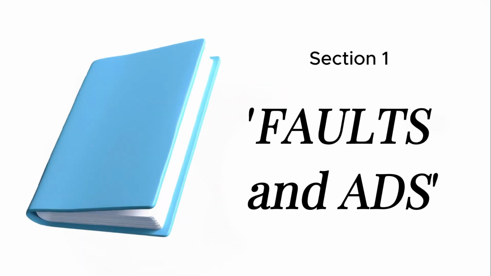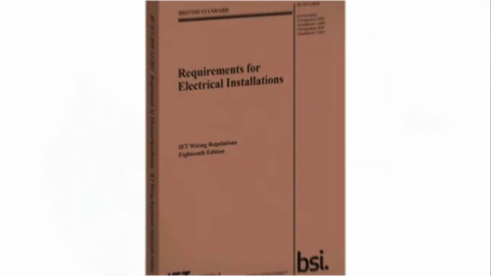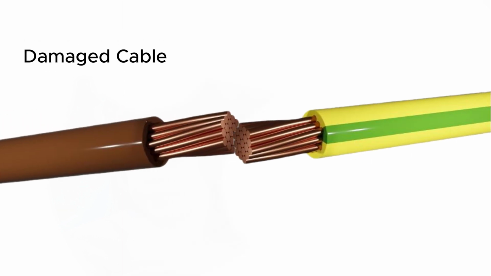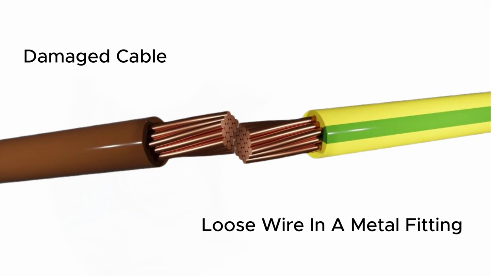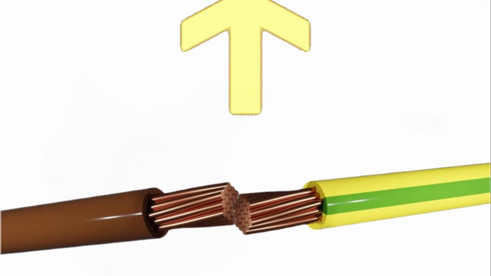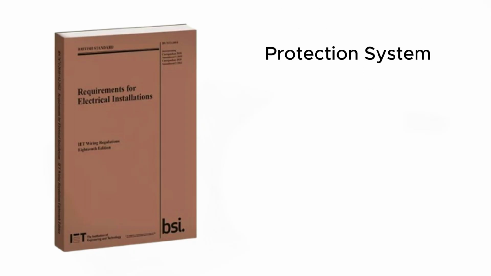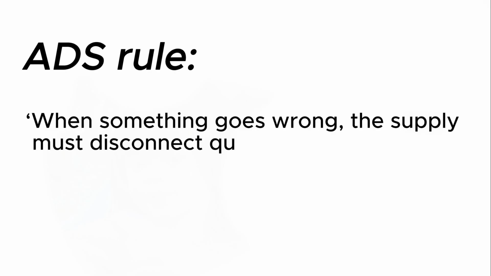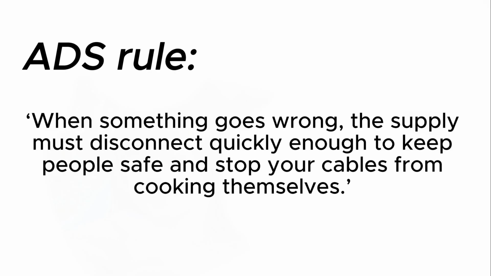Section 1. The real story behind faults and ADS. Let's begin with what actually happens during a fault, because everything in BS 7671 is built around this. Imagine a live conductor touches earth, maybe a damaged cable, maybe a loose wire in a metal fitting. At that moment you get a fault current, which is usually much higher than the normal operating current. BS 7671 calls the protection system ADS, Automatic Disconnection of Supply. ADS is basically the rule that says, when something goes wrong, the supply must disconnect quickly enough to keep people safe and stop your cables from cooking themselves.